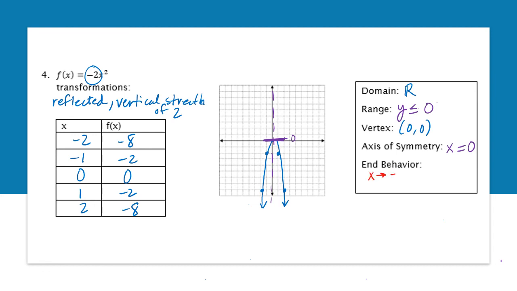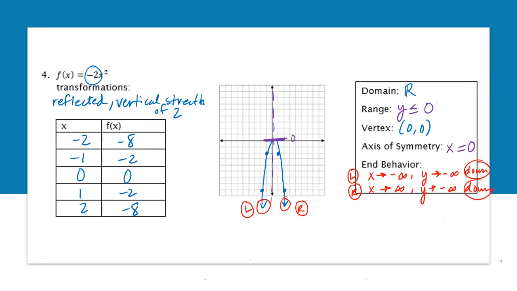I'm going to write in my x statement. So I'm talking about when x is going to the left and when x is going to the right. If I look at the left side of my graph, this arrow is pointing down. So now my y statement is going to be going towards -infinity because my graph is facing down. And then if I look at the right side of my graph, this arrow is also pointing down. So this y statement will also go towards -infinity.